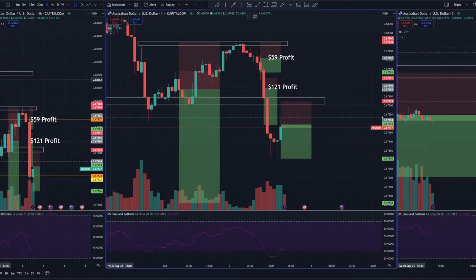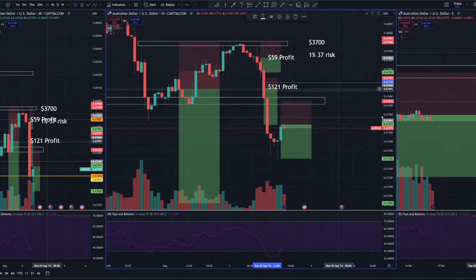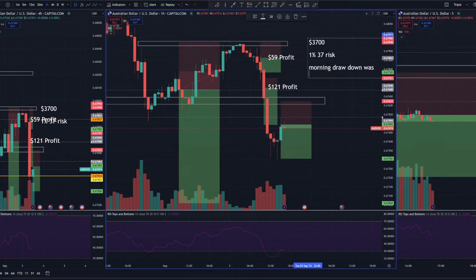Anyway, leave that. So basically, I type in here and have a look. If my account balance is only $3,000, then 1% of it is $30, and only $37 I can risk. I had a drawdown percentage of it, and only $37 I can risk.